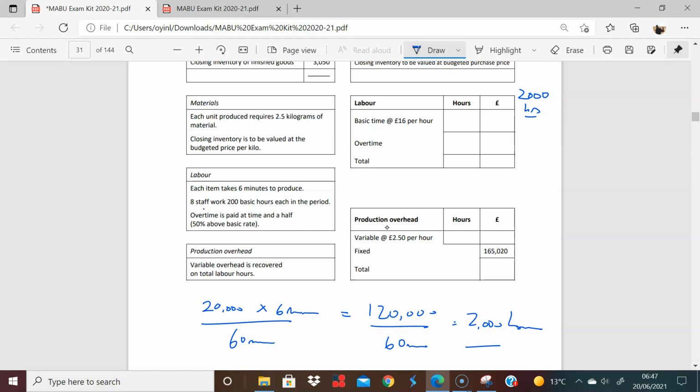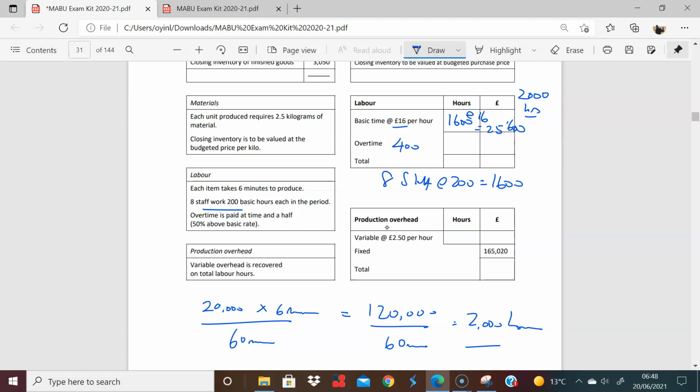Then it says here that I have 8 staff who work 200 basic hours. So I have 8 staff currently at 200 basic hours. So that's 1,600. So currently I have 1,600 hours at £16 in terms of getting this job done. So 1,600 times 16 is 25,600. But you need 2,000 hours to get this job done. So you need to bring in an extra 400 hours, right?